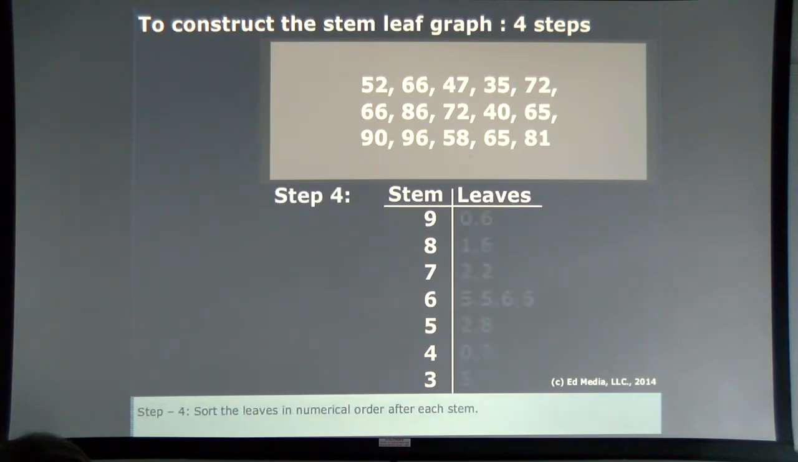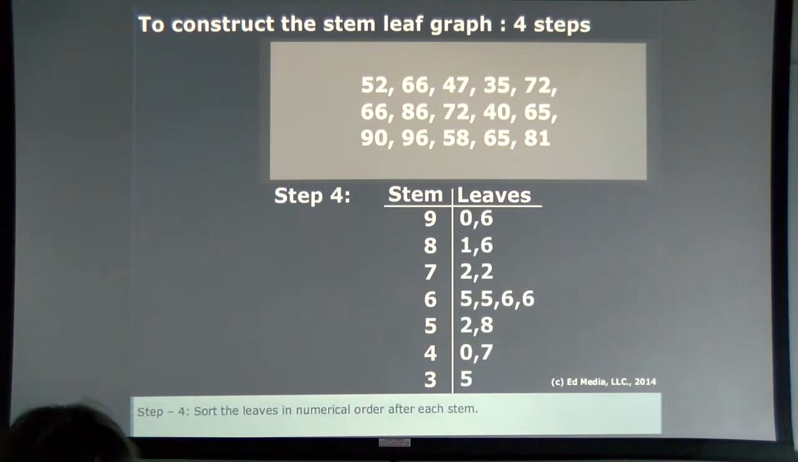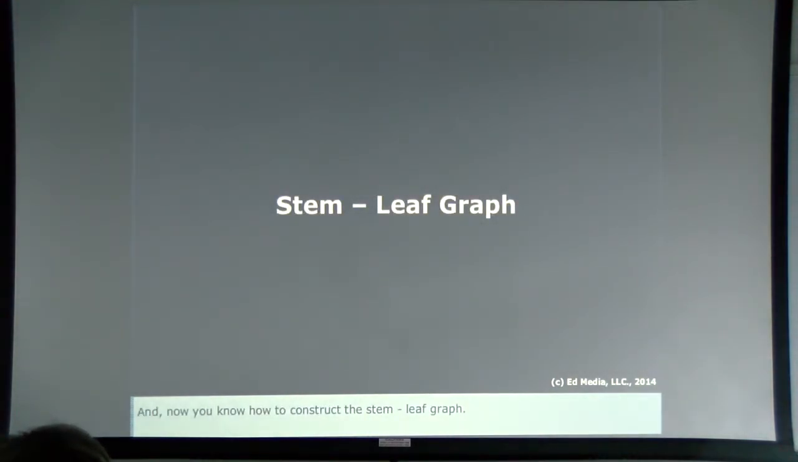Step 4. Sort the leaves in numerical order after each step. And now you know how to construct a stem and leaf graph. Questions on stem and leaf graphs?